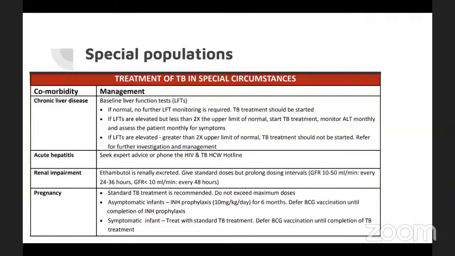Pregnancy: use the standard TB dose, as long as there are no other contraindications. You need to screen the infant post-delivery for signs of TB. If they're asymptomatic, you can use INH prophylaxis for 6 months, and then give the BCG vaccination after the INH prophylaxis. And in symptomatic infants, you just treat for the TB.